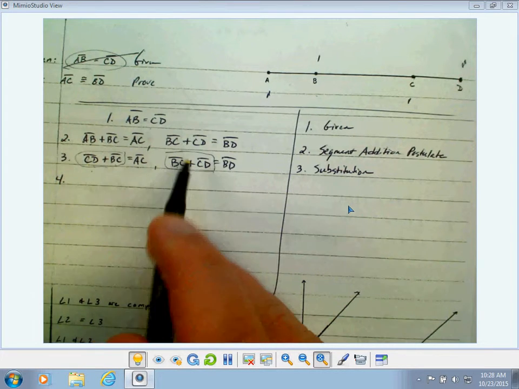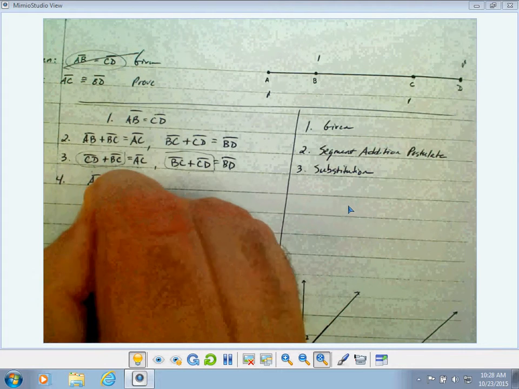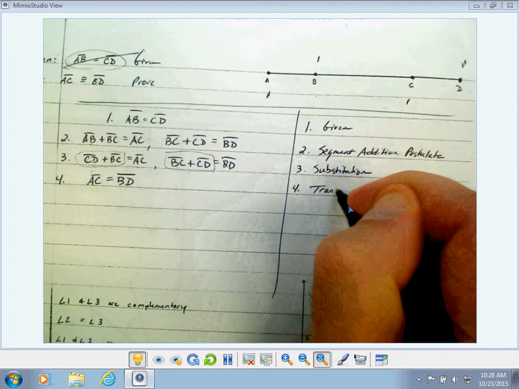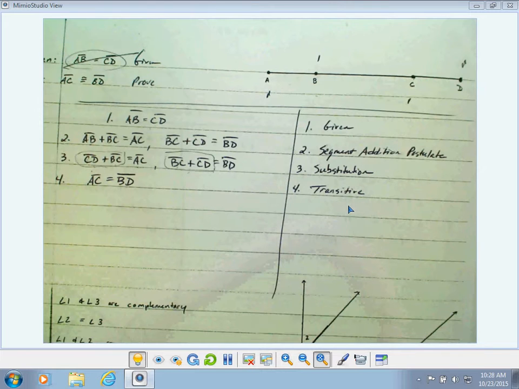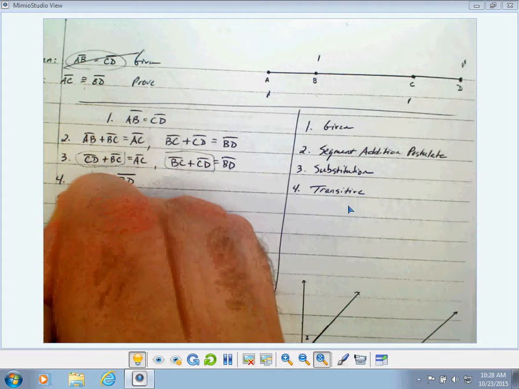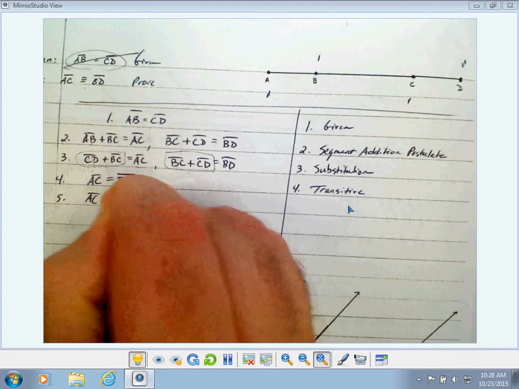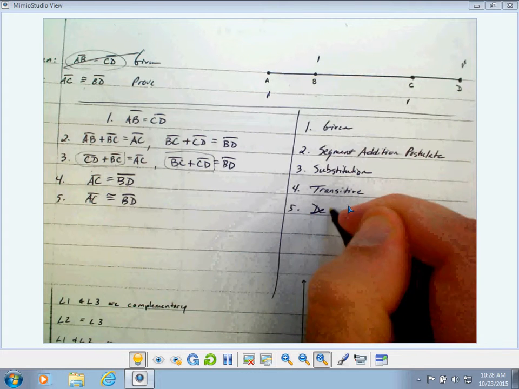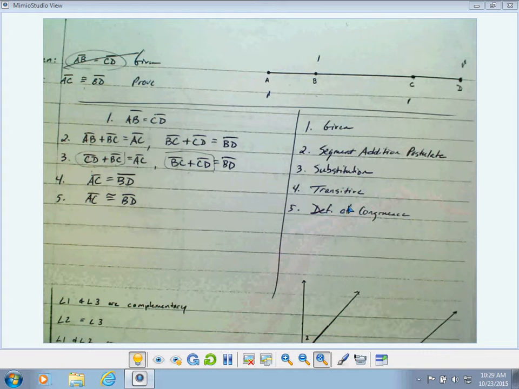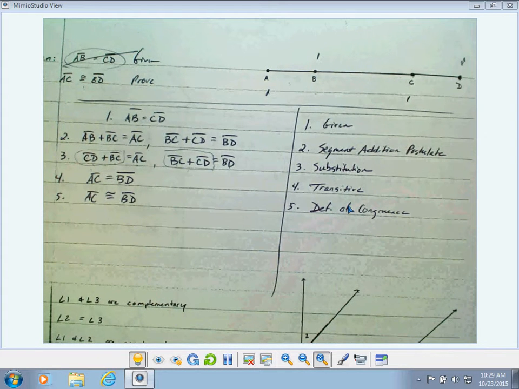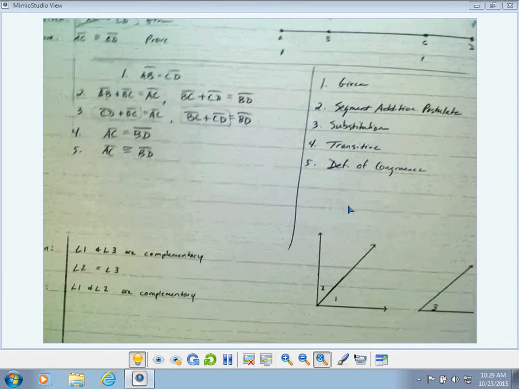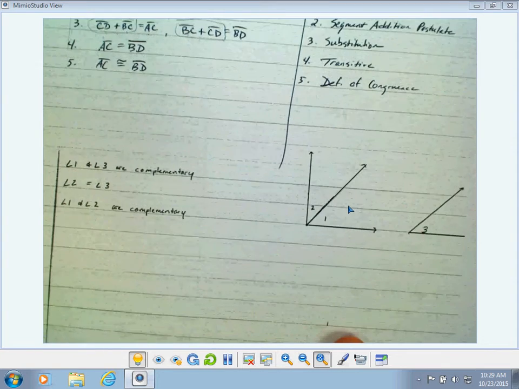Since they're equal to the same things, they're equal to each other. So we can write that, and that's transitive. Transforming two equations into one. And since it was supposed to be congruent, looks like we have one last, what you might call nuisance step. Change it to congruence. Definition of congruence. That's almost identical to one of the ones in proof practice number 1. Okay, here's the next one.